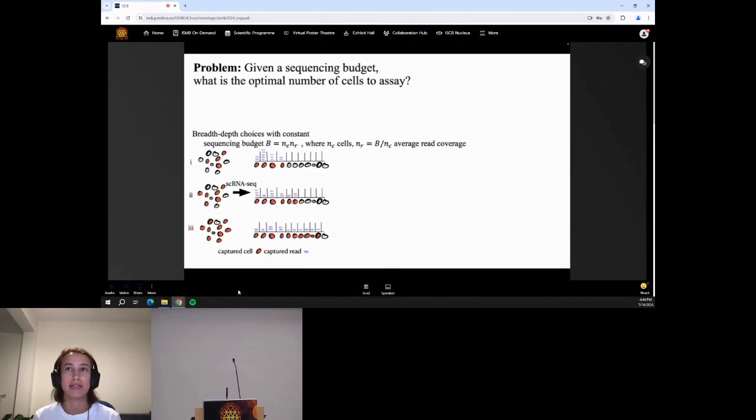Okay, so more concretely, single-cell RNA sequencing experiments are typically constrained by a sequencing budget due to financial or technical limitations. That means we have a fixed sequencing budget, B, that needs to be equal to the number of cells we assay, C, times the average read coverage per cell, NR. As an experimentalist, given such a fixed budget, how do we determine the optimal number of cells to assay? Should we deeply sequence a few cells, like in one, or acquire a broader and shallower sample of cells, as shown in 3?